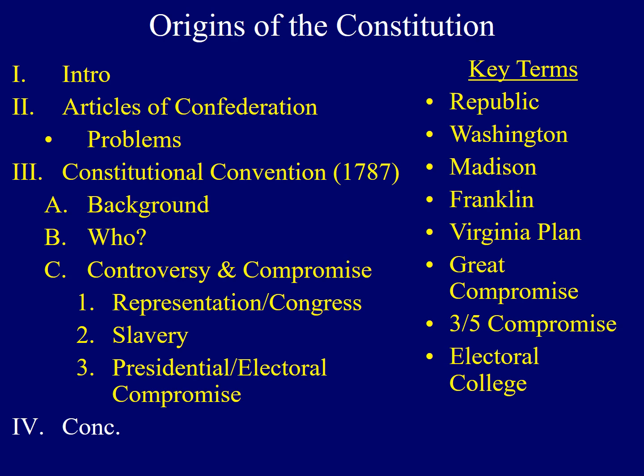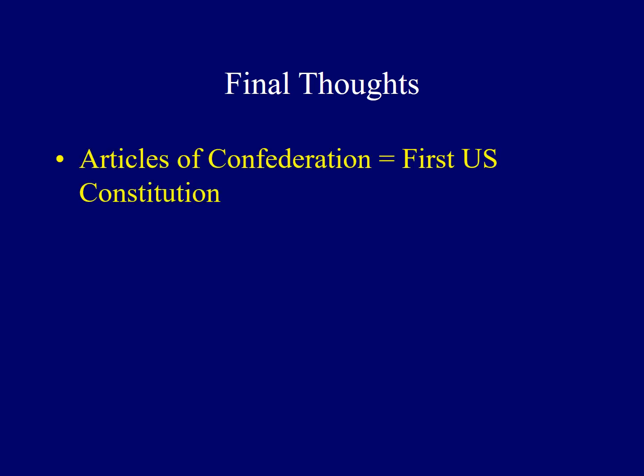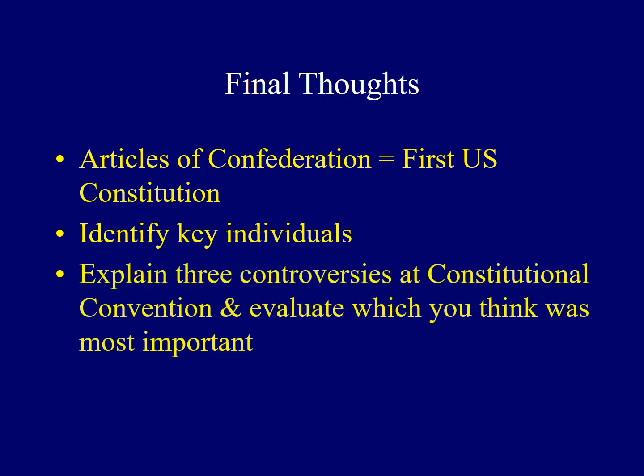Well, hopefully that explanation wasn't too confusing. I did have a couple of concluding remarks. To sum up some of the key ideas from this lecture, first of all, the Articles of Confederation was the name of the first Constitution of the United States. You should also be able to identify some of the key individuals who shaped events at the Constitutional Convention. And finally, you should be able to explain 3 controversies from the convention itself and evaluate which you think was the most important.